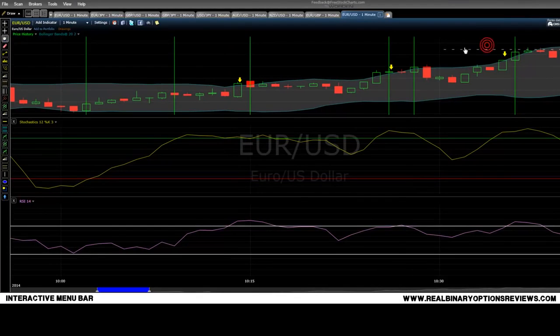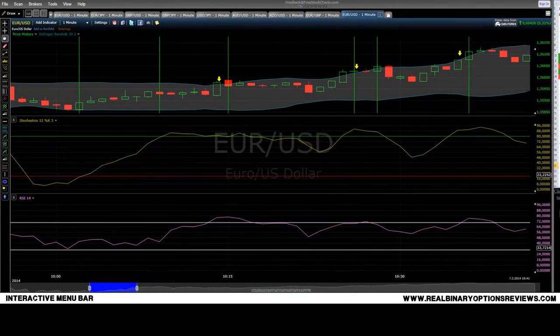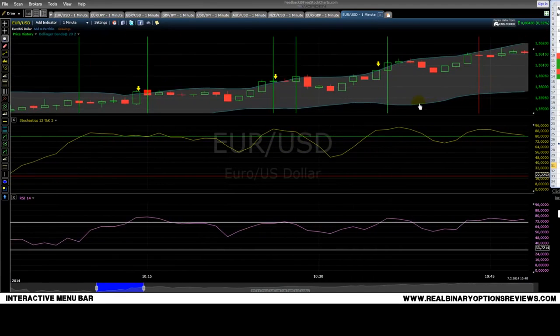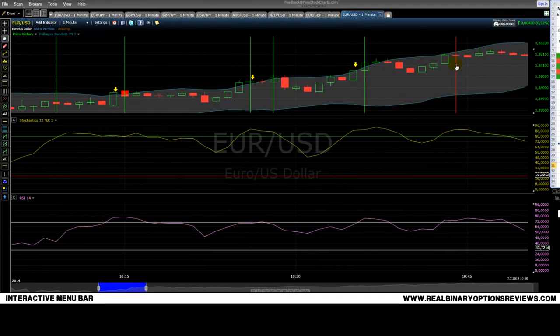So I would enter down here, and you can see that the price closed here, so this would be a winning trade. And let's wait for the next opportunity.